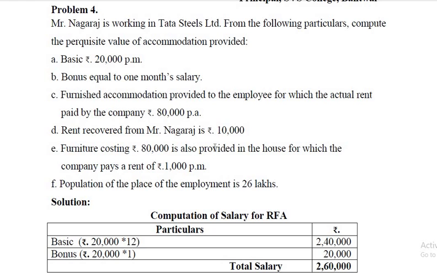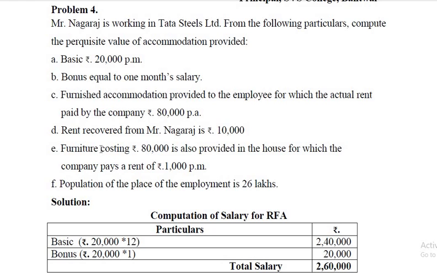Furniture costing rupees 80,000 is also provided in the house, for which the company pays a rent of rupees 1,000 per month. So even furniture is hired. If the furniture is owned, 10% of cost of furniture should be taken. But here it is not owned, it is hired. Therefore, cost of furniture should be simply ignored. What you have to take is actual rent paid or payable, that is 1,000 per month into 12.